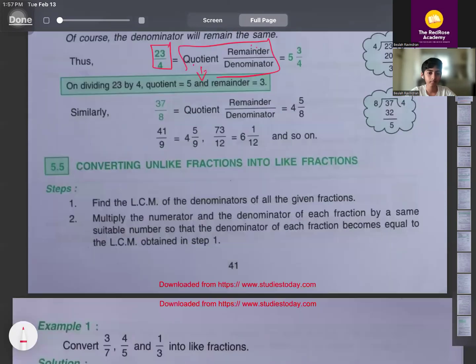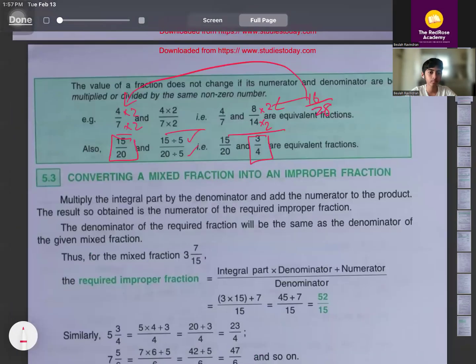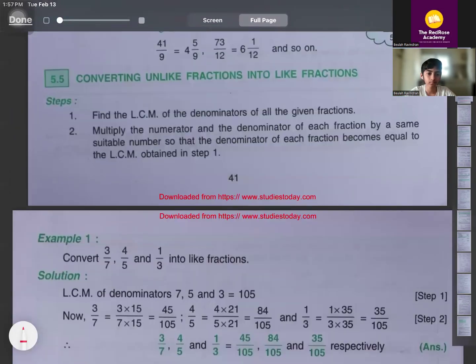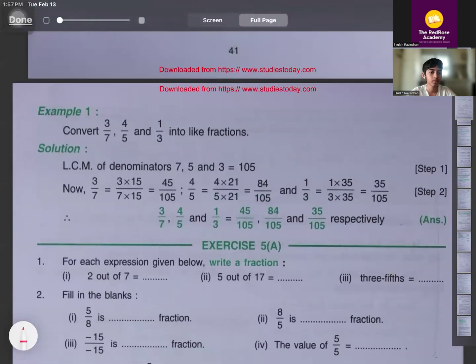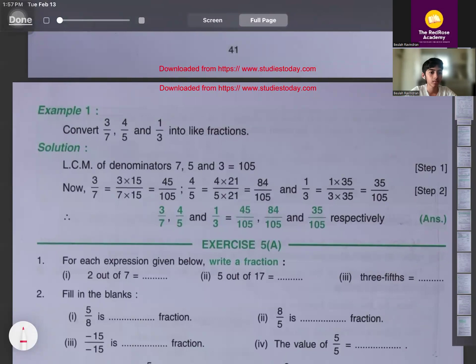So in the first exercise, you will be given converting unlike fractions into like fractions. So how can you convert to like? These are all unlike. What are unlike? All the denominators are not equal. So they are unlike. The unlike fractions are now to be converted into like fractions.